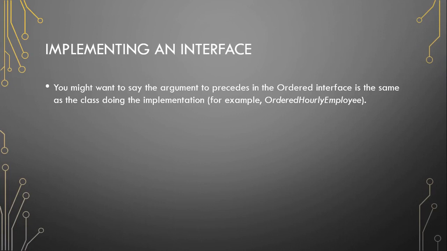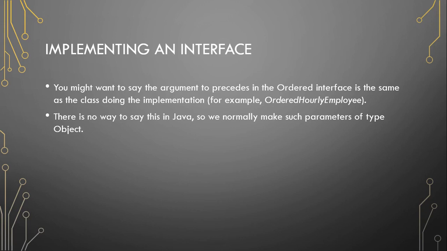You might also want to say that the argument to proceeds is in the order interface, the same as the class doing the implementation. So, for example, Ordered HourlyEmployee. We just simply added the Ordered down there so we can keep track of that and know that it has the interface. Now, because there's no way to say this in Java, we normally just make such parameters of type Object. Here's our parameter, we have an Object type.